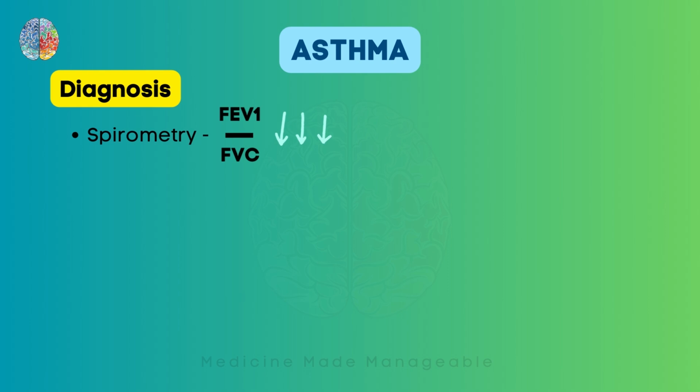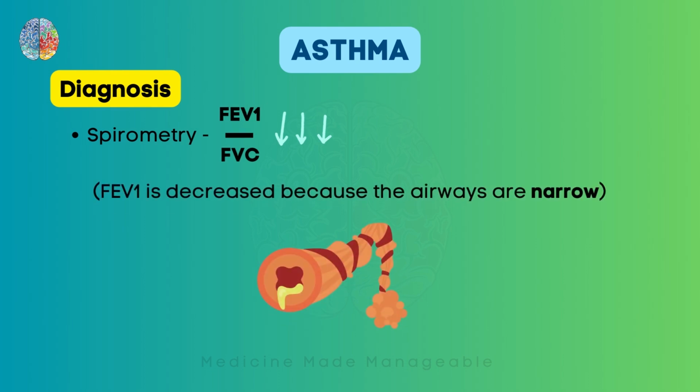So FEV1, if you don't know, is forced expiratory volume, which is the volume that is expelled forcefully in the first second. Meaning a person inhales fully and then starts to forcefully exhale. The amount of air that is expired in the first second is called the forced expiratory volume or FEV1. In this case, the FEV1 is decreased because the airways are narrow, meaning there is an obstruction to expiration. So the person will not be able to expire as quickly as a normal person because the airways are narrow, right? So that's why the FEV1 decreases and ultimately the FEV1 to FVC ratio also decreases.